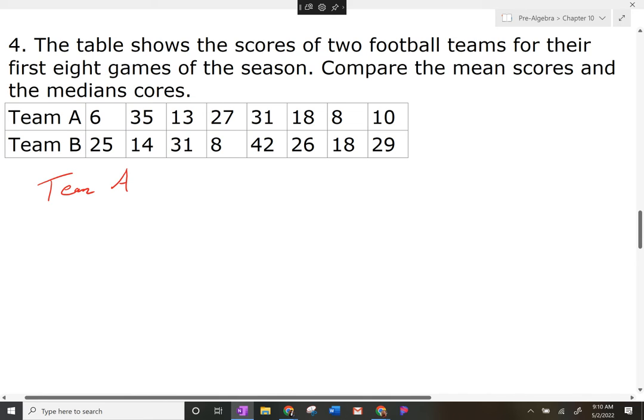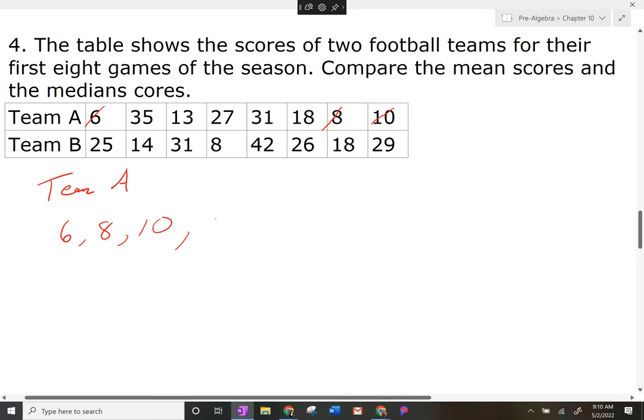So we got Team A. I'm going to use red pen for this one. We need to put them in order from smallest to greatest. So I've got 6. That one's good. Then I've got an 8. And then I've got a 10.